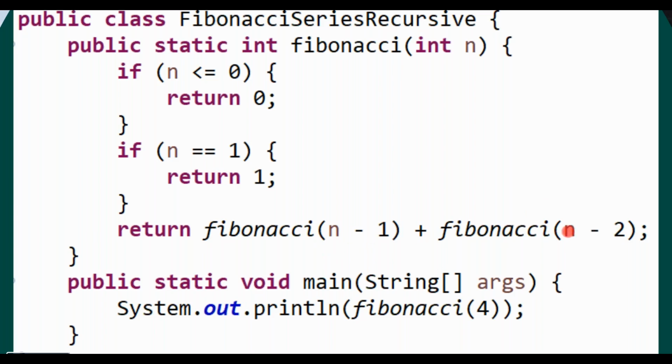Let me reiterate that for the people. What is the Fibonacci series saying? The sum of 0 and 1 is equal to 1, the sum of 1 and 1 is equal to 2, the sum of 1 and 2 is equal to 3, the sum of 2 and 3 is equal to 5, the sum of 5 and 8 is equal to 13.